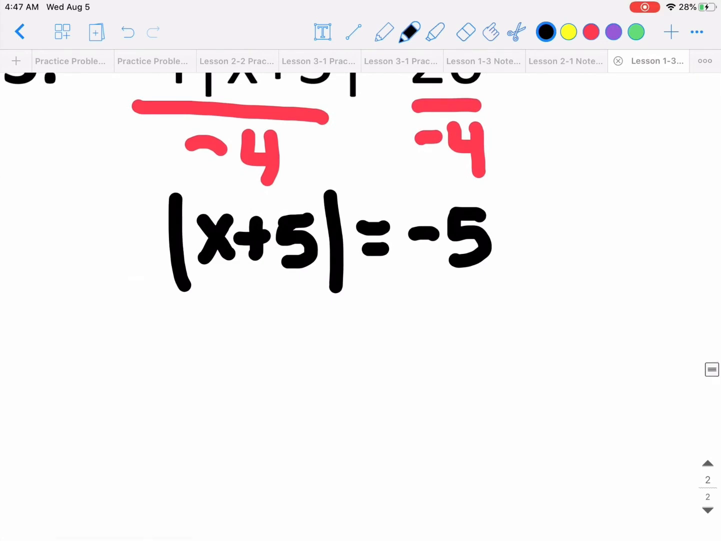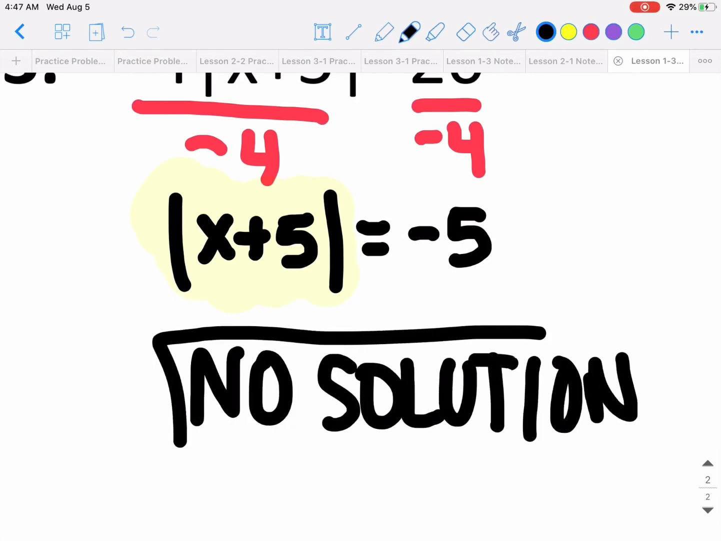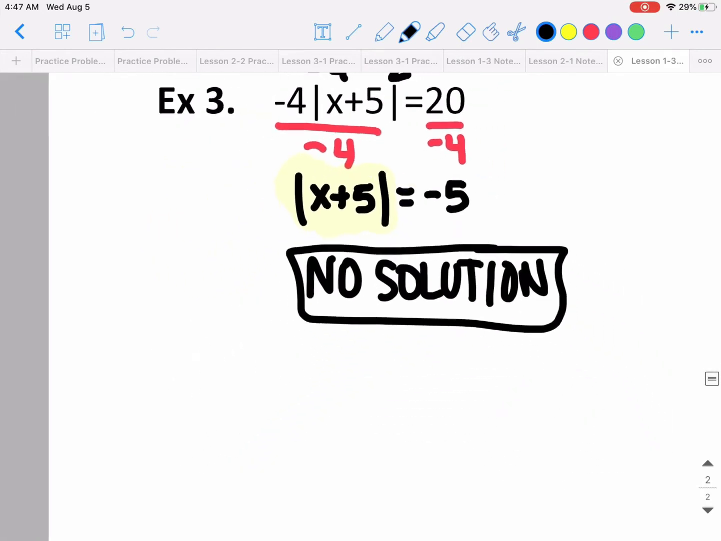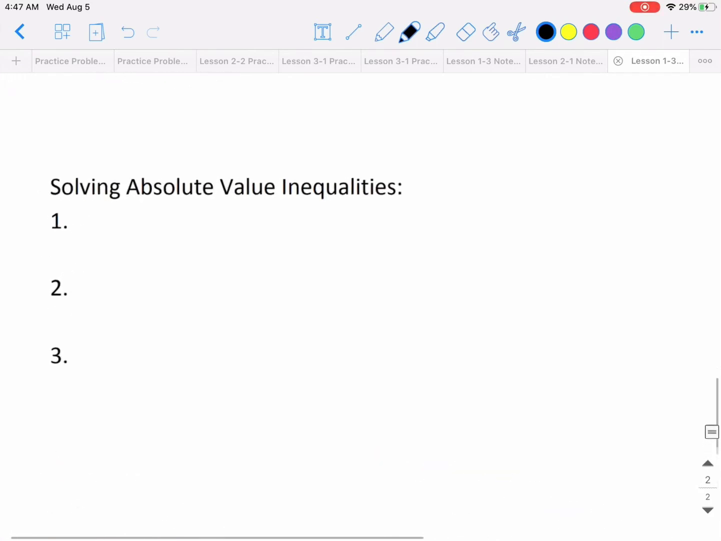From there, I can see I have the absolute value of something is equal to a negative number. Well, I can't have absolute value equal to a negative number. I know if I see something like this, that means that there is no solution. I don't even have to do anything else. I can just say there's no solution because that's not possible. Distance can't be negative.